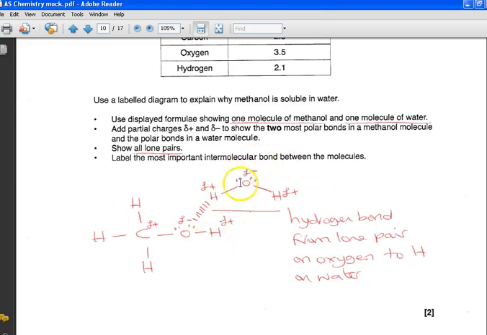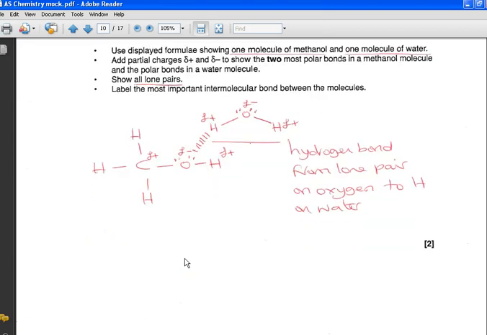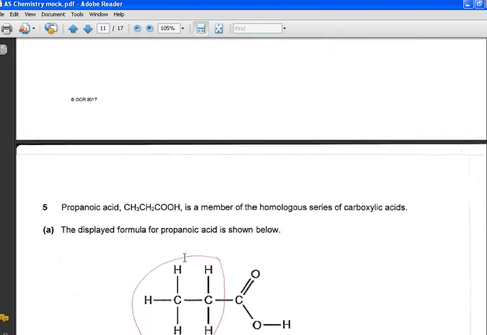Obviously the water molecule you should know. It says show all lone pairs, and then label the most important intermolecular bond between them. So, you know, don't forget this has to go from a lone pair on the oxygen to the hydrogen. And oxygen here has 2 lone pairs. A number of you only put 1, so you can't get the mark for it.